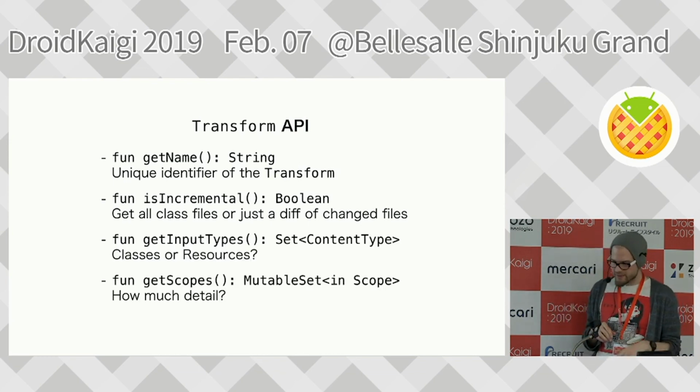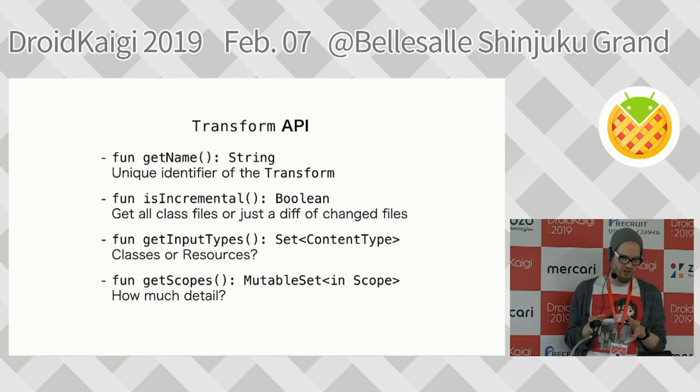And then these last two, they're a bit more interesting. So we have getInputTypes and then getScopes. getInputTypes basically says what kind of content is your transform interested in. The primary use cases right now as part of the public API are classes, which is bytecode, or resource files. Our example is going to deal with classes, so that's what we're going to use. And then getScopes, think of that as you kind of explain a bit more what it is about the input types that you want to consume.